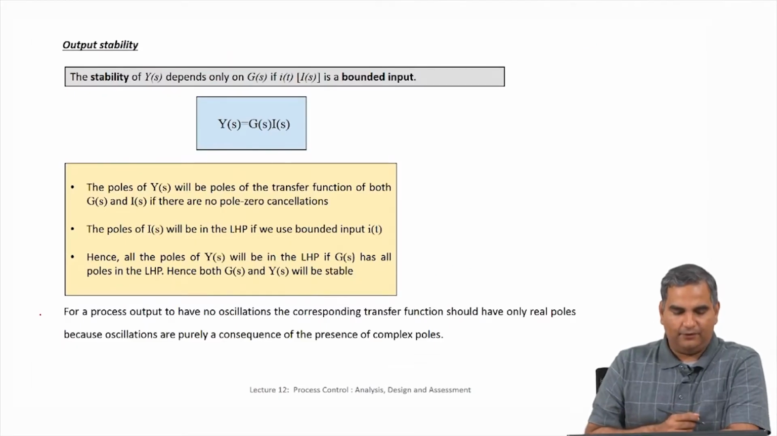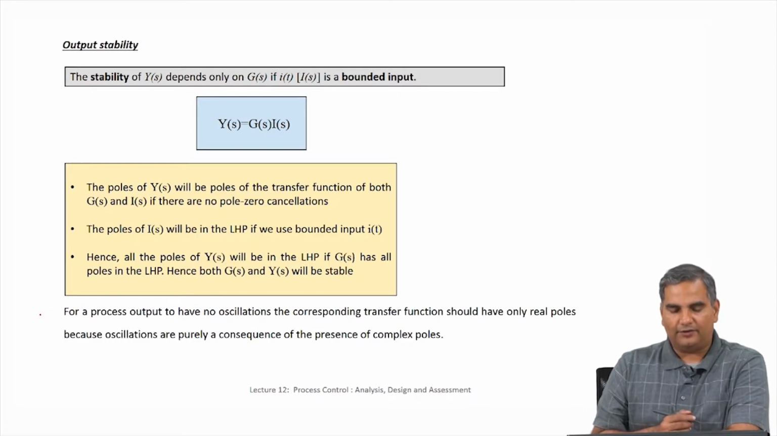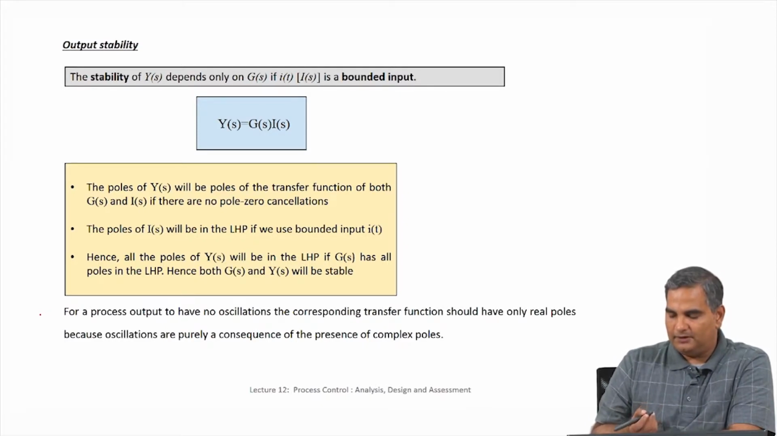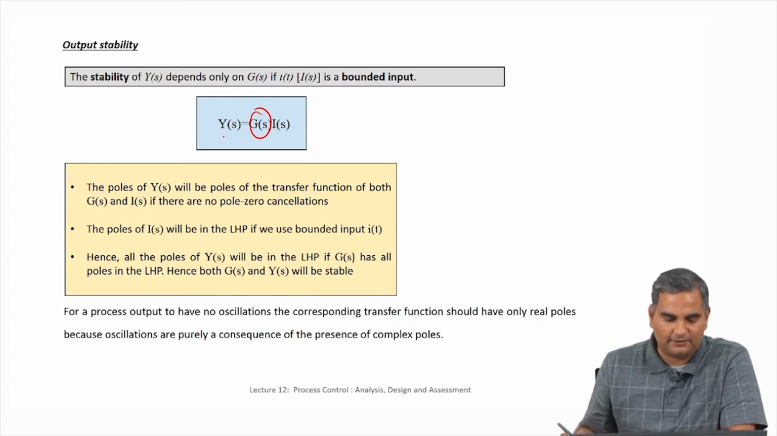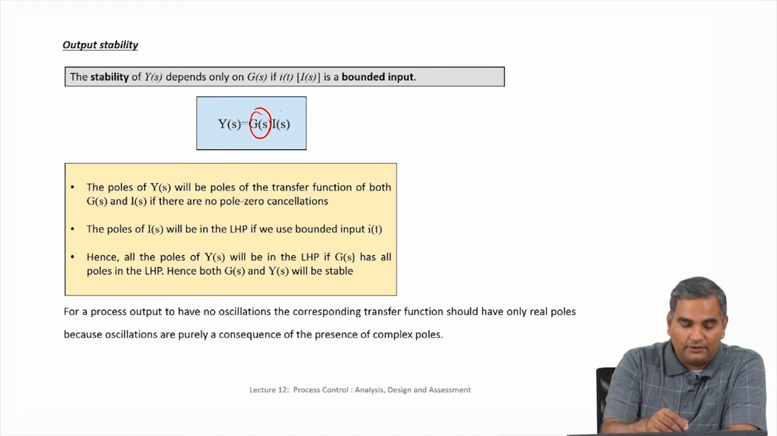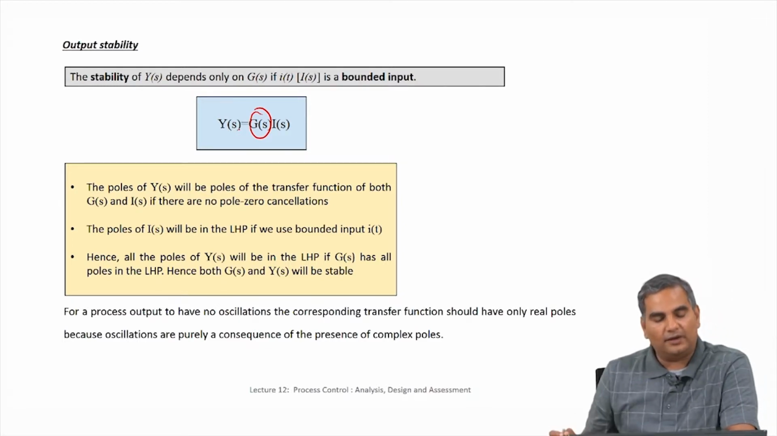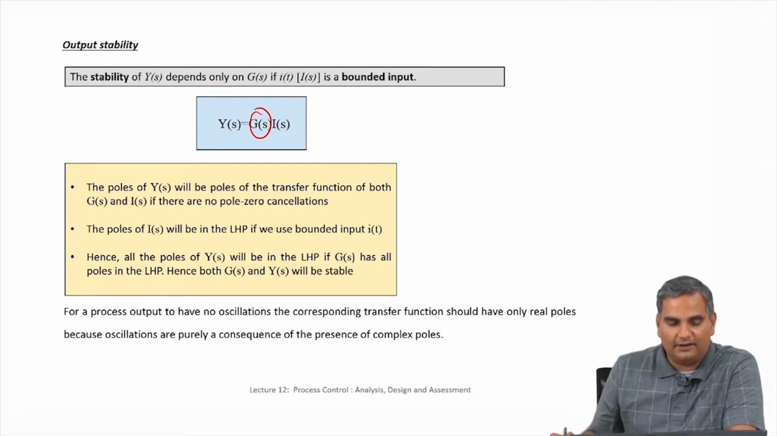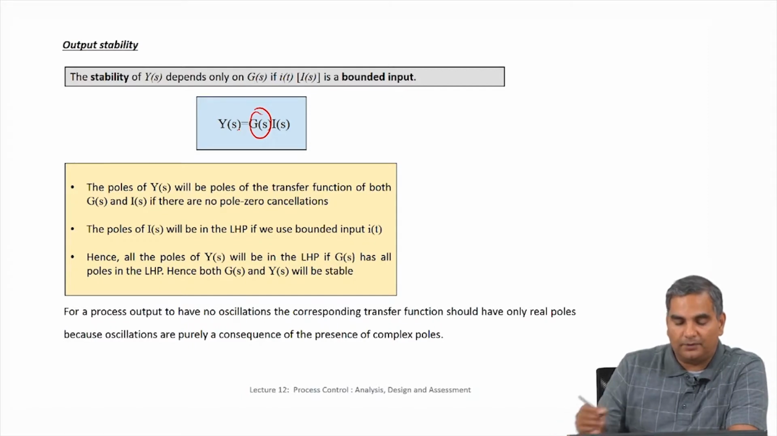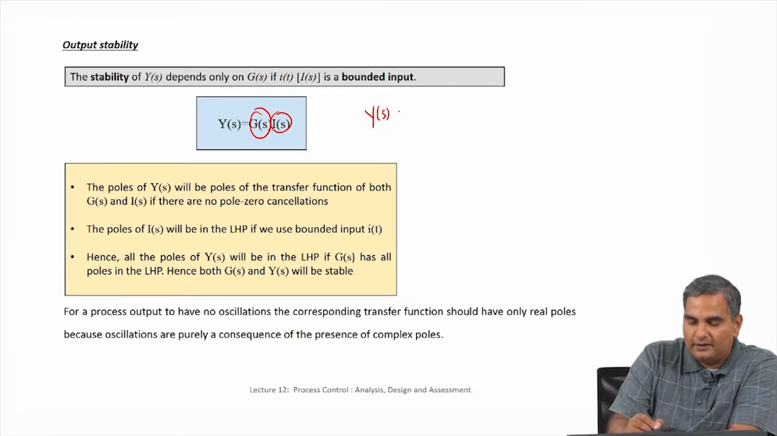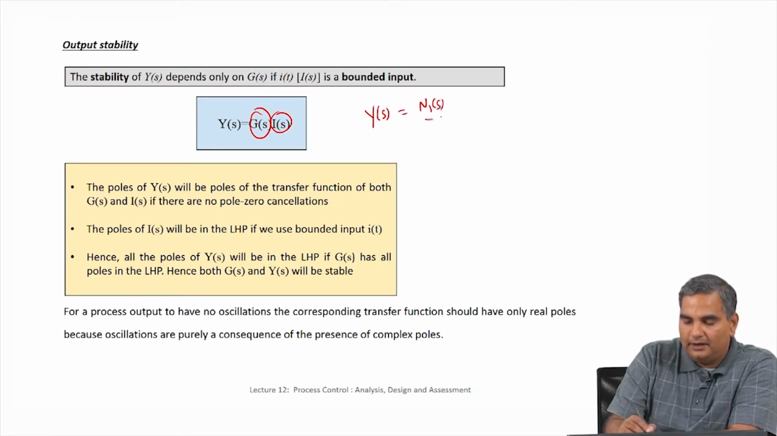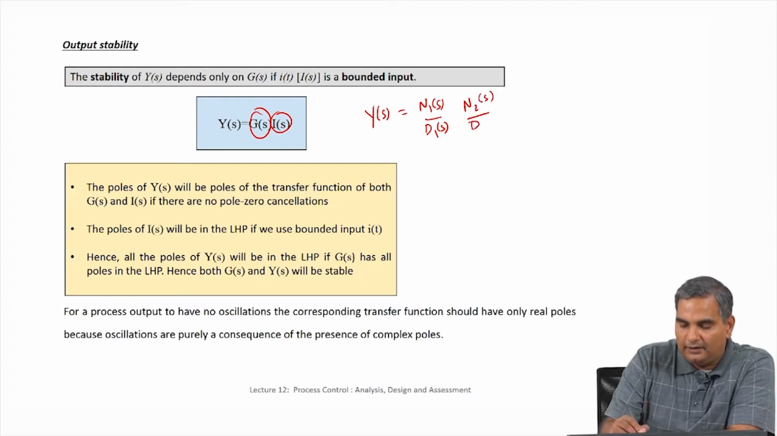Now, as I said before, you can also talk about stability of y of s. When you talk about stability of y of s, we have two terms here. Initially, we only talked about stability of g of s. Now, I have y of s, which is g of s times I of s. While we can talk about stability of g of s, it is not necessary that the stability of y of s depends only on g of s, because it will also depend on I of s. To understand this, for example, if I write y of s as some numerator by denominator, and I of s also as some numerator by denominator.